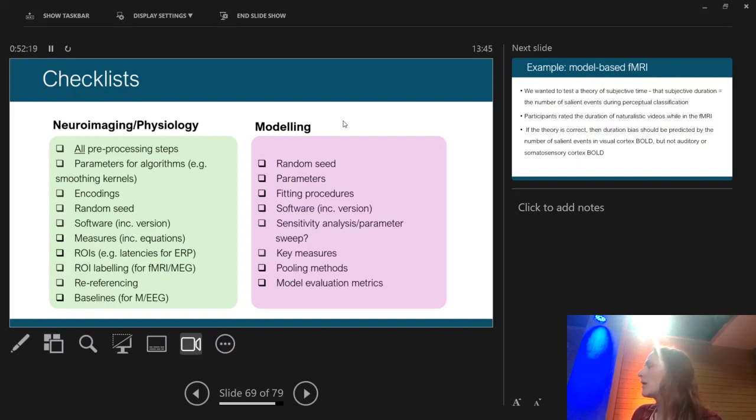For modeling, it's similar: fitting procedures, how you're going to fit your models to your data. What are your key measures? What are your model evaluation metrics?